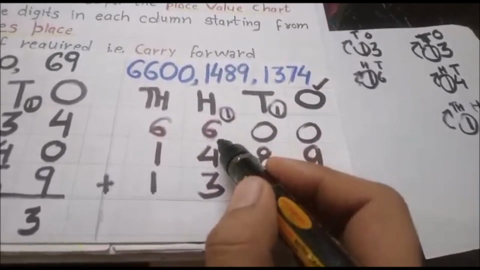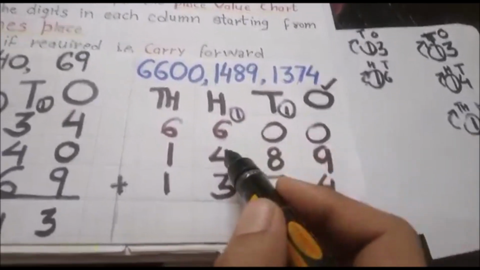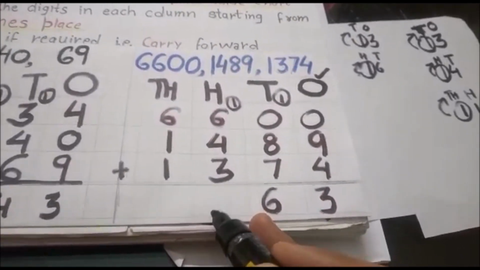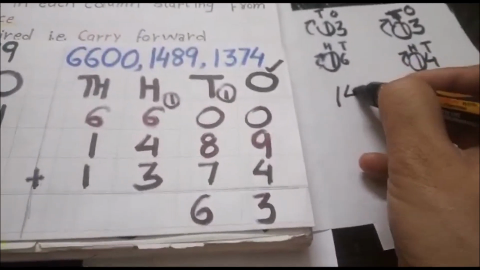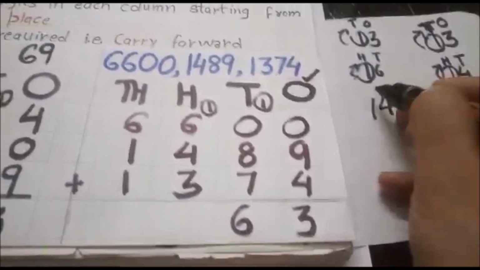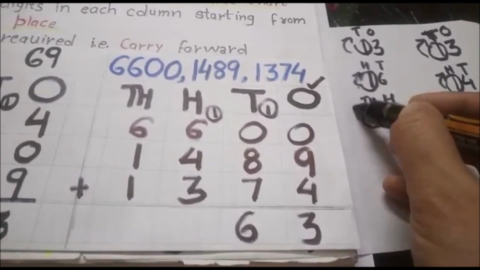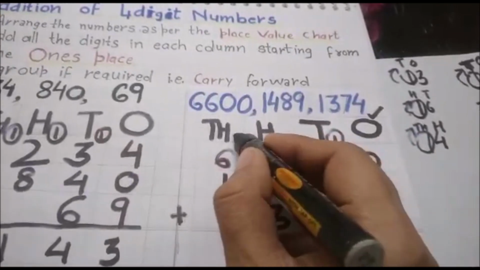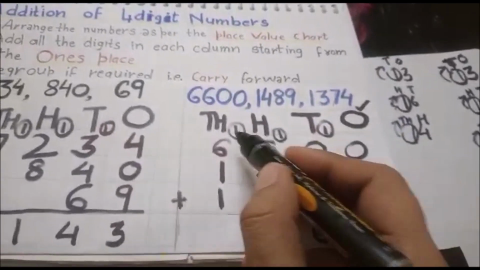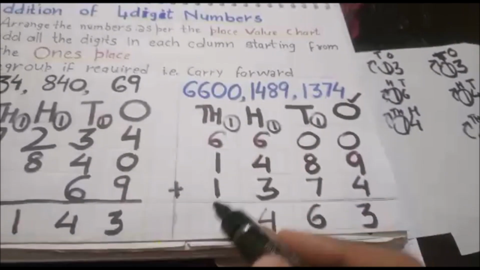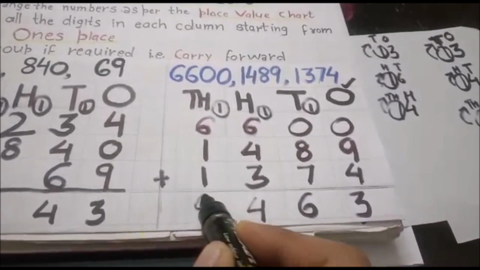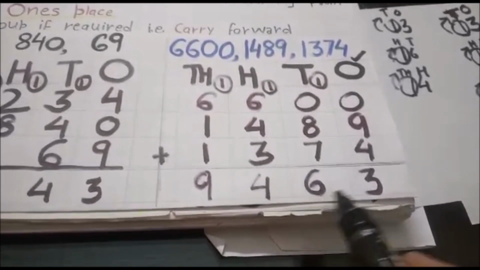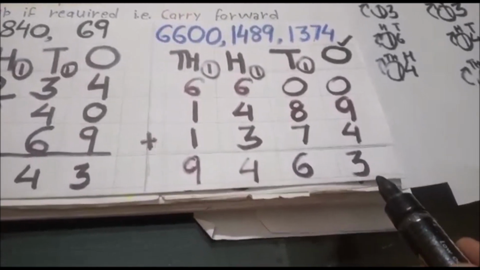Now start. 6 plus 1 is 7. 7 plus 4 is 11. 11 plus 3 is 14. So again for 14, under hundred place it will be 4. And this 1 will be carried forward to thousand place. Now add 6 plus 1 is 7, plus 1 is 8, plus 1 is 9. So our answer is 9463. This is called sum.